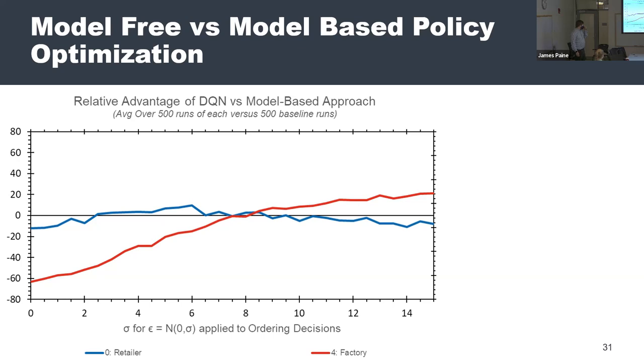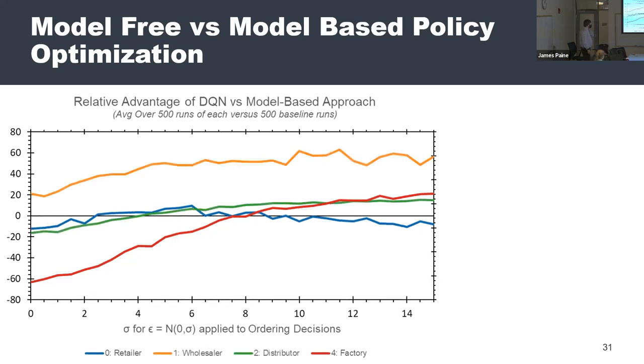And even if you look at the retailer, the argument there, and I'll support this more directly, the DQN is more or less the same as what you end up getting from using the model-based heuristic approach. In the middle of the supply chain, it's a little bit different. You're in a slightly more decoupled environment. It's a little bit harder to manage to begin with.